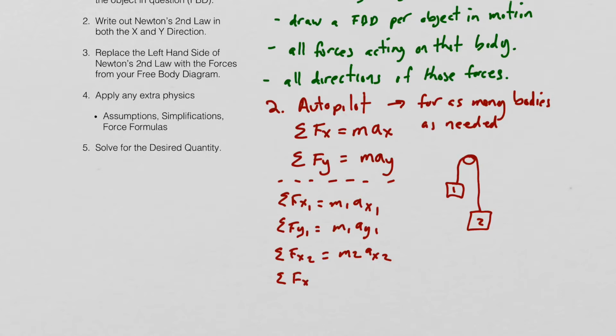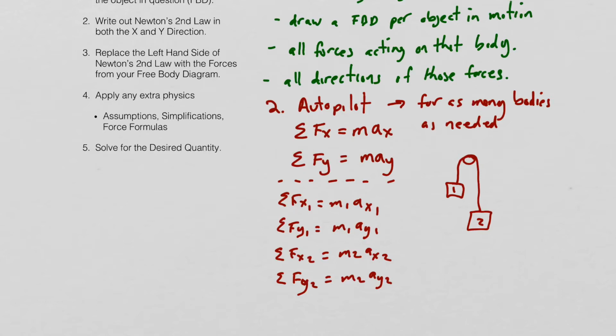It means that the notation can get a little bit hairy, but once again, it's an autopilot step that assures that if we did our free body diagram right, we have everything accounted for.